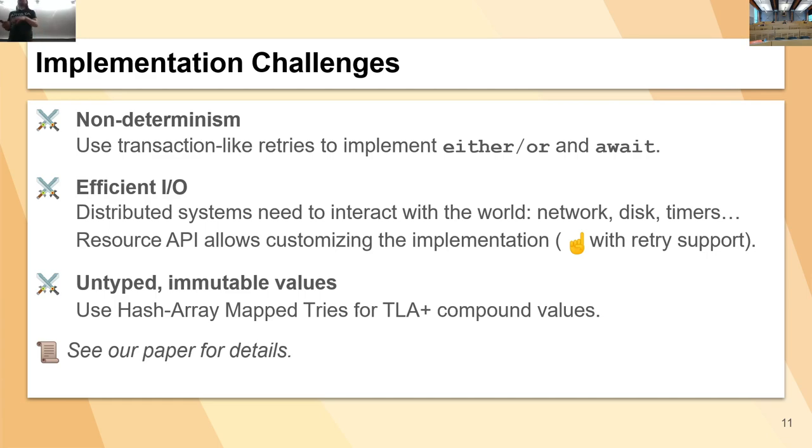And so we have this whole API at the runtime level where you can plug in things with different kinds of retry support and stuff like that. Also, here's an utterly standard thing that we did: we used a thing called hash array mapped tries, which I won't explain.